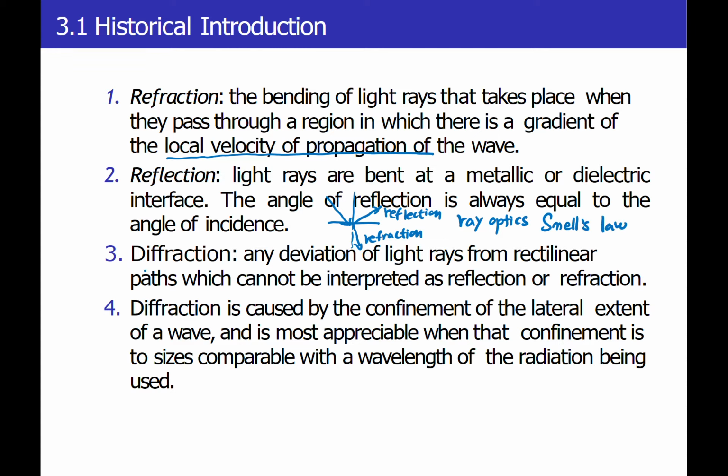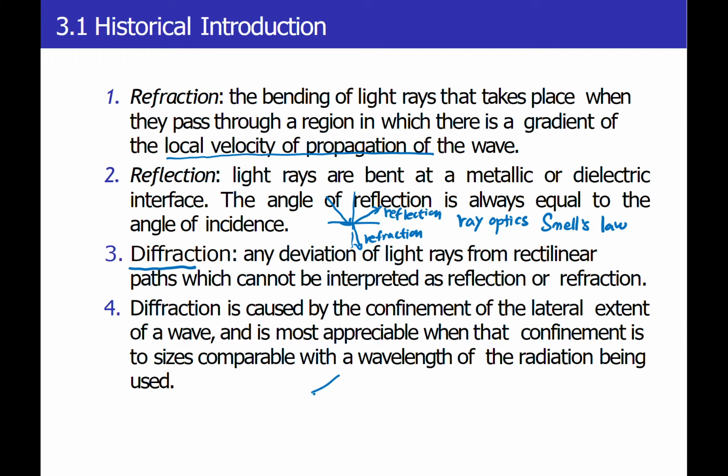But in the case of diffraction, it is very different. Diffraction is any deviation of the light rays from a rectilinear passage which cannot be interpreted as a reflection or refraction. So anything that is not either refraction or reflection is called diffraction. Diffraction is caused by the confinement of the lateral extent of a wave, and is most appreciable when that confinement is to a size comparable with the wavelength of the radiation being used.